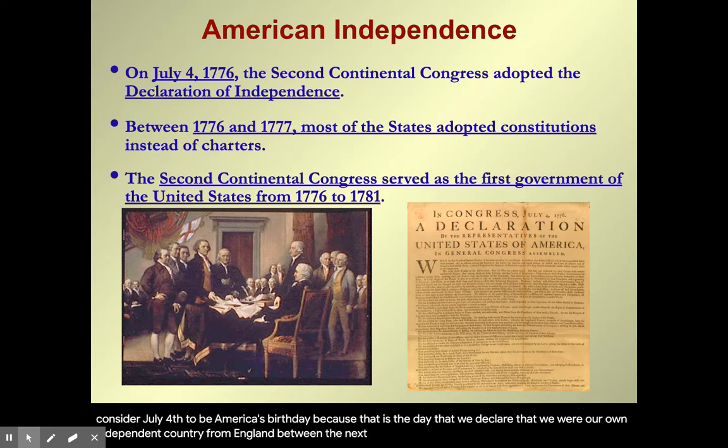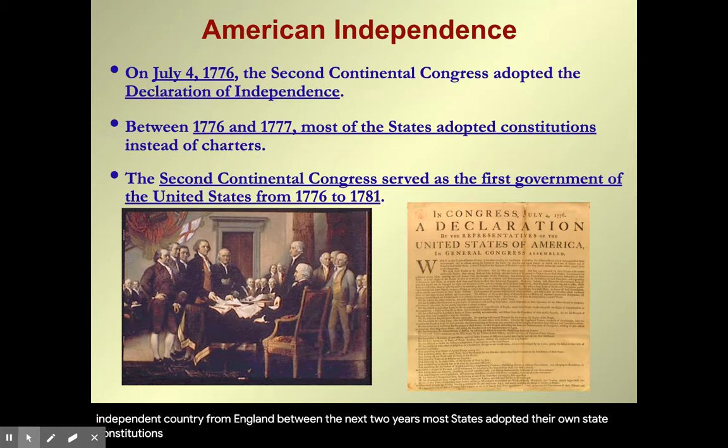Between the next 2 years, most states adopted their own state constitutions. And the Second Continental Congress would serve as the first government of the United States for the first 5 years. But the British were not ready to give up on us quite yet.